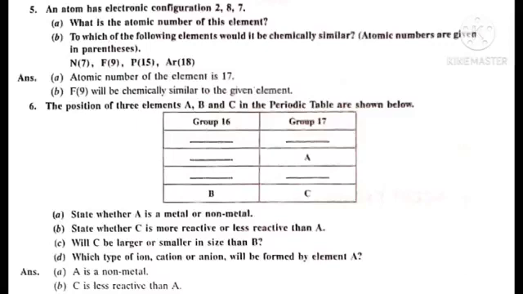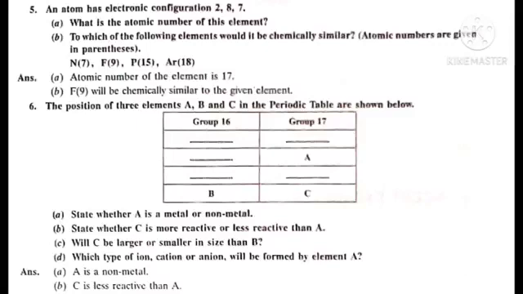Question number 6. The positions of 3 elements A, B and C in the periodic table are shown below. B is in group 16, 4th period, and in group 17, A is present in the second period and C is in the 4th period. A. State whether A is a metal or a non-metal. B. State whether C is more reactive or less reactive than A. C. Will C be larger or smaller in size than B? D. Which type of ion, cation or anion, will be formed by element A?